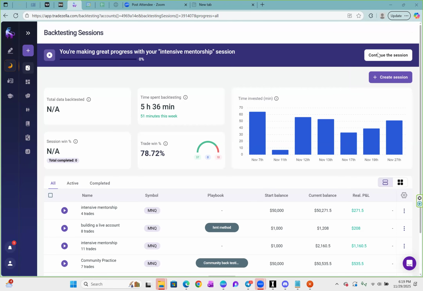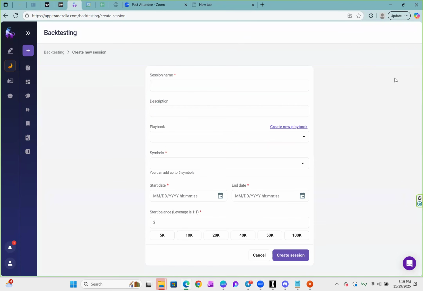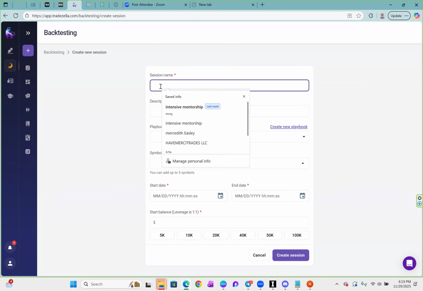So the session, the backtesting area, is super easy to use. You're going to go over here to the right and you're going to click create a session. So now I'm just going to make a session name. So I'm just going to say Saturday night call. We could call it that.